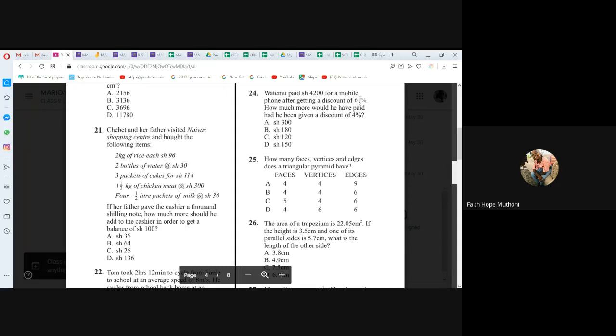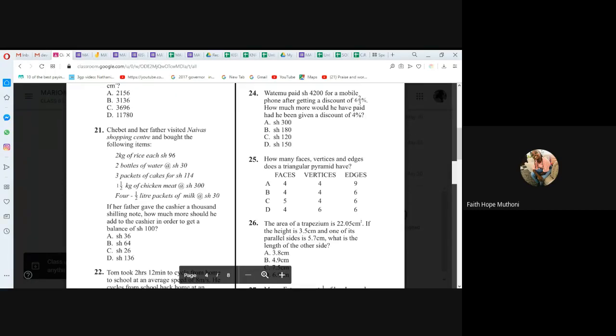4 half-liter packets of milk at shilling 30. Let's say there are 4 packets, and each contains half a liter. So you just multiply 4 times 30. You don't do 4 times a half times 30. You just multiply 4 times 30. Have you understood up to there? Yes.